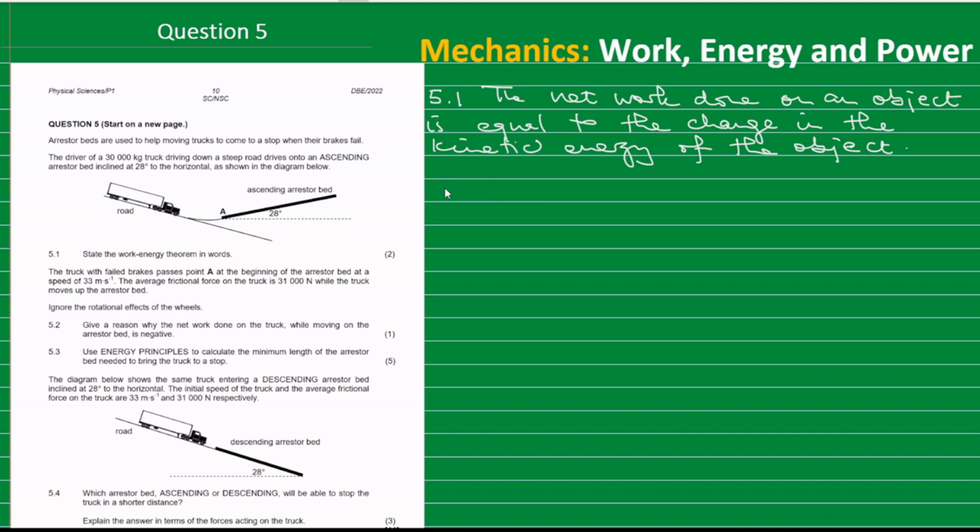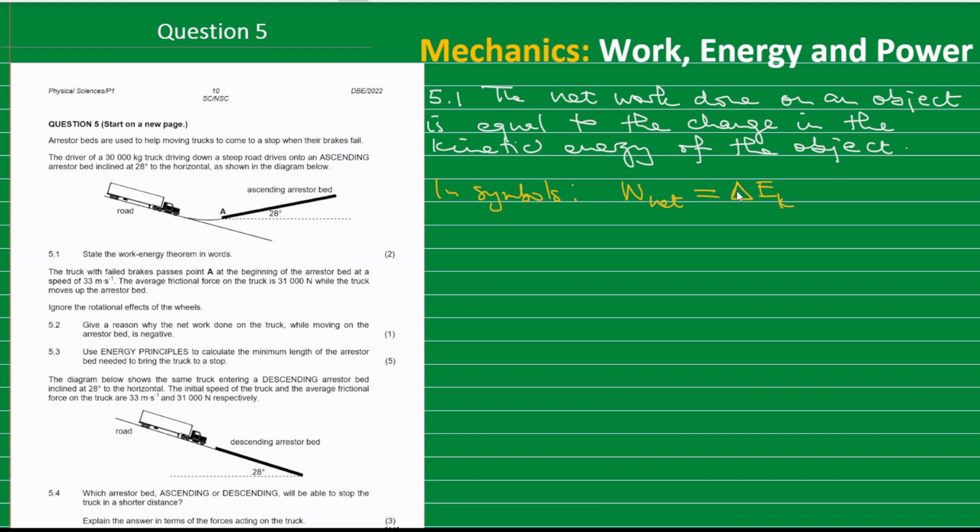Now, if you are going to write this in symbols, you don't have to write that. I'm just explaining further here in symbols because we are going to use this formula in a moment. So in symbols, you write this as W net, that is the net work, is equal to delta EK. Okay, if you look at the formula itself, it somehow states your work energy theorem in words.